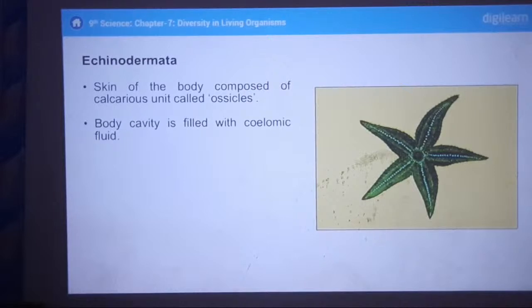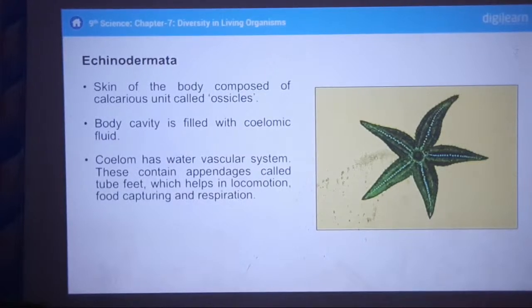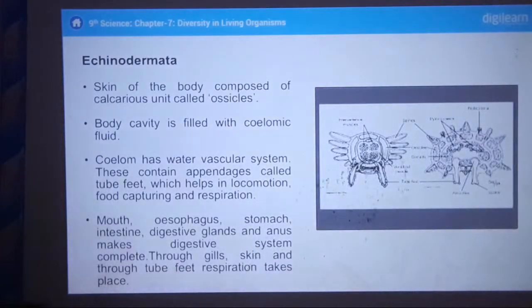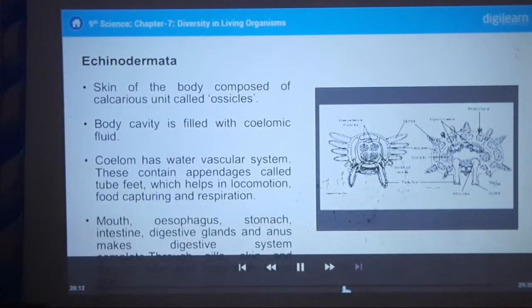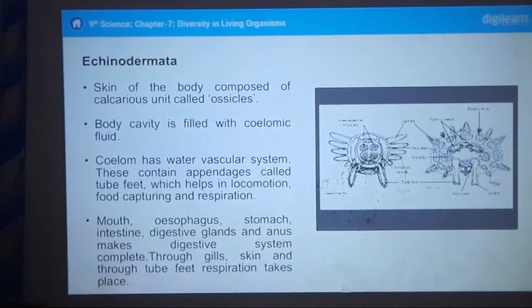The body cavity is large coelom filled with coelomic fluid. Coelom has a water vascular system. Water vascular system is a unique system of canals containing appendages called tube feet which extend from the body. The tube feet help in locomotion, food capturing and respiration. Digestive system is complete with mouth, esophagus, stomach, intestine, digestive glands and anus.